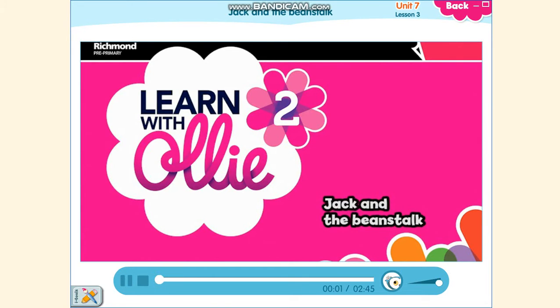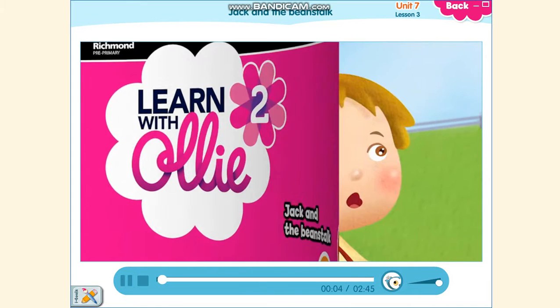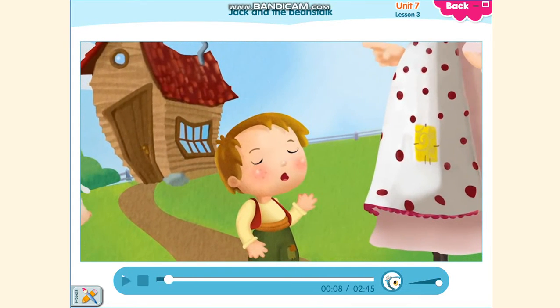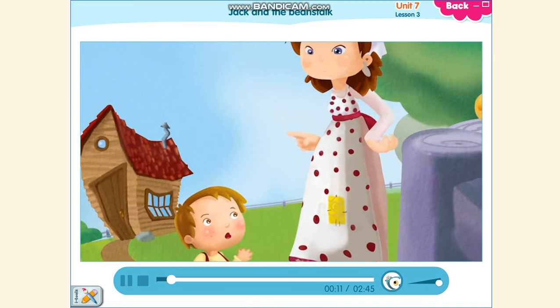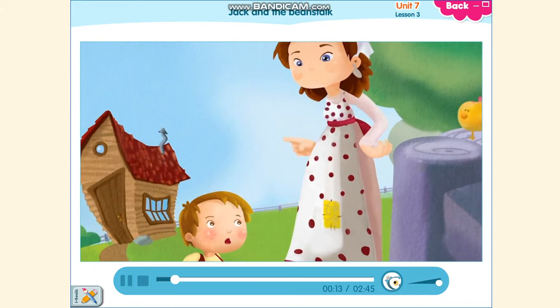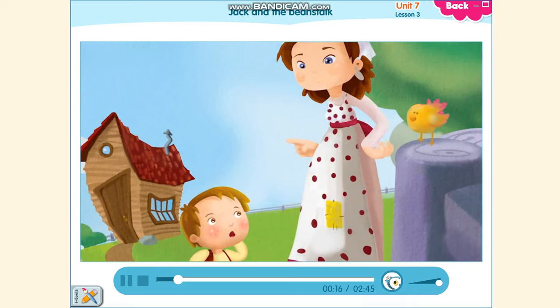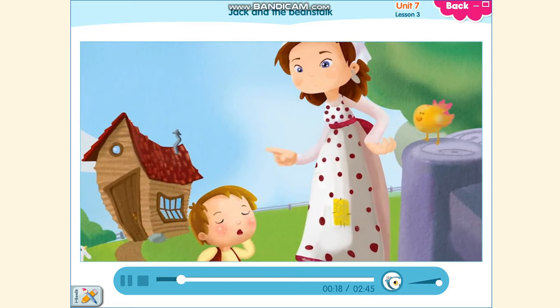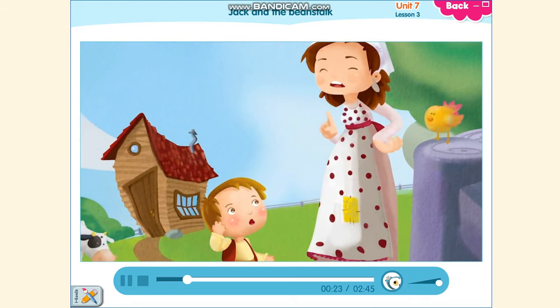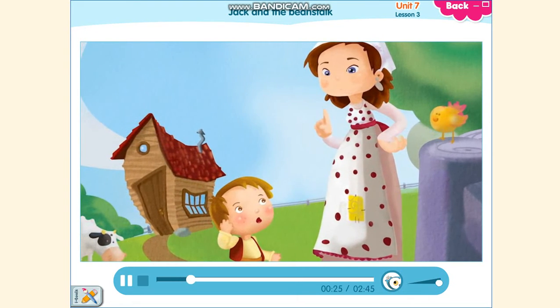Jack and the Beanstalk. Once upon a time, there was a boy called Jack. Look, who is he? Jack. Jack and his mummy didn't have any money. Who is she? Mummy. One day, Mummy said, Jack, take our cow and sell her. We need money to buy food.